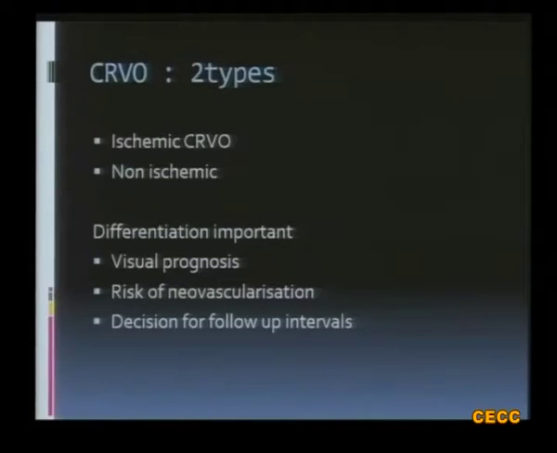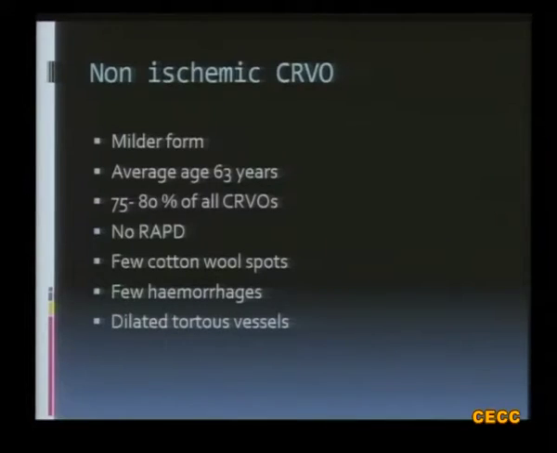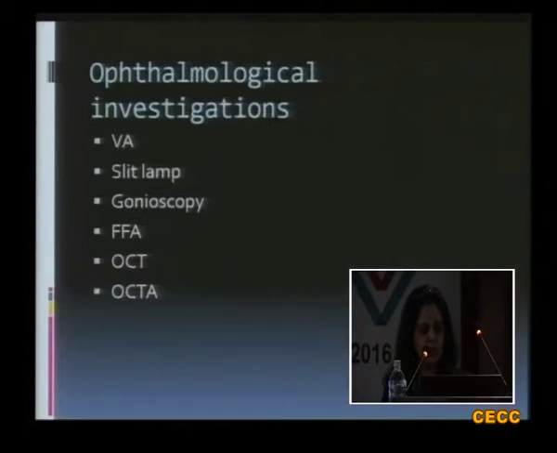Now, a central retinal vein occlusion, as we know, can be ischemic or non-ischemic. Ischemic is the less common type, where there is a sudden loss of vision, extensive hemorrhages, posterior pole edema, and cotton wool spots. And non-ischemic is the milder but more common form, where there are very few cotton wool spots, few hemorrhages, and few dilated tortuous vessels, as in this case. And both may be associated with macular edema, which would be picked up on OCT.